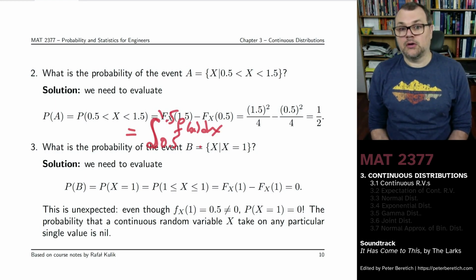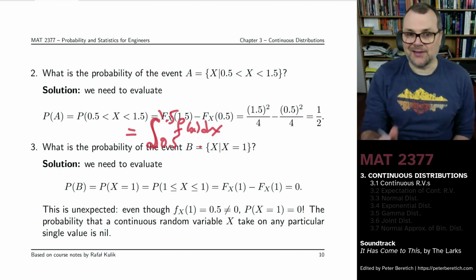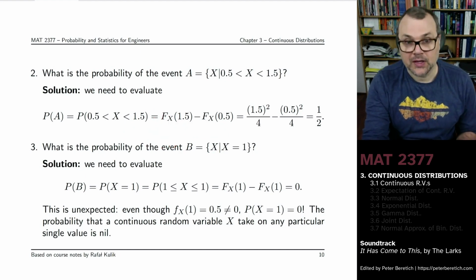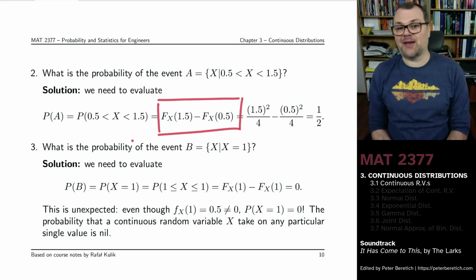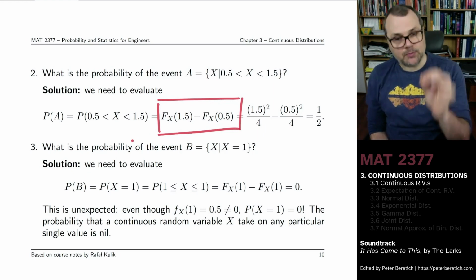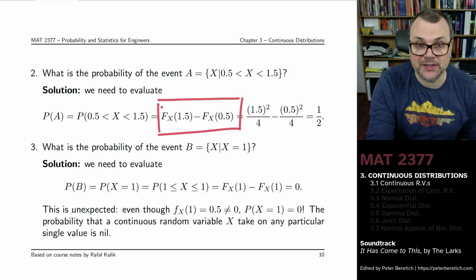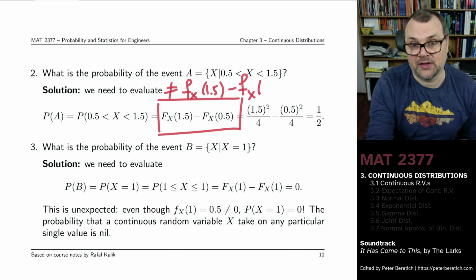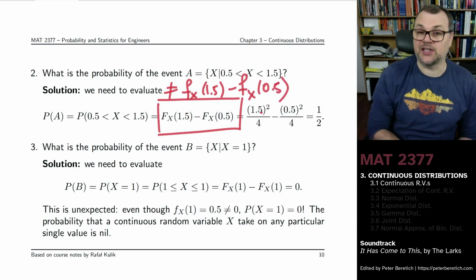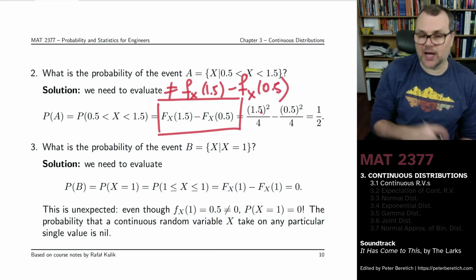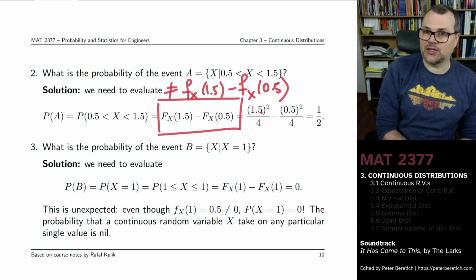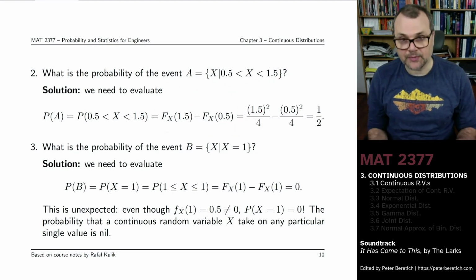Or if you already know the cumulative distribution function, that's the same thing as capital F at 1.5 minus capital F at 0.5. It's important here for you to remember that this isn't going to be the same as little f at 1.5 minus little f at 0.5. At least in general, it will not be the same. It could happen by accident, but that shouldn't be something to expect.